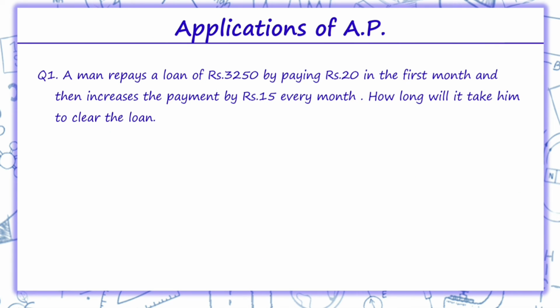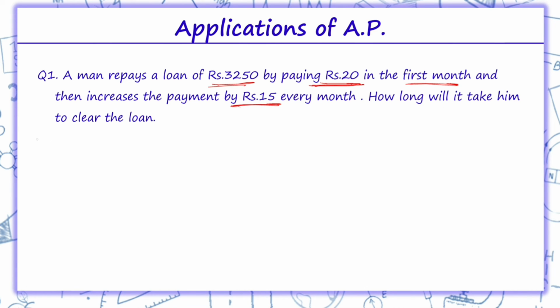Coming on to now the questions which are based on the AP. Thus we say we have to apply the properties of AP over here. So we say applications of AP. Now over here we have a question: a man repays a loan of 3,250 by paying 20 installments. By paying rupees 20 in the first month, he increases payment every month by 15. How long will it take him to clear the loan?